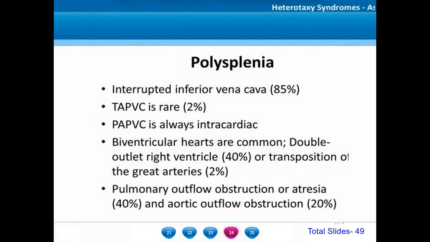Polysplenia or left isomerism is associated with interruption of the inferior vena cava in almost all the patients. Partial anomalous pulmonary venous connections or total anomalous pulmonary venous connections are not very common as in asplenia.